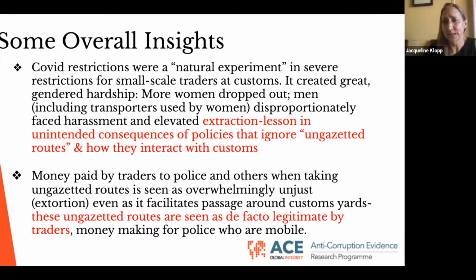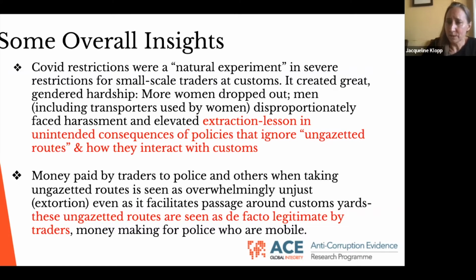one of the interesting things is we asked traders in the survey and also in person whether they felt that the money they were giving to primarily the police in the ungazetted routes was just, because they were evading customs. So, the police were kind of aiding and abetting that. The traders were furious. They said, absolutely not. This was an unjust payment.